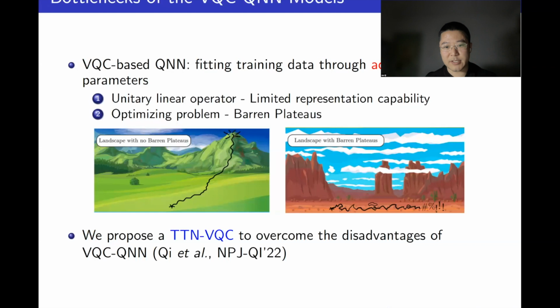So how do we overcome such disadvantages of frequency-based quantum neural networks? We propose a new architecture. We call it the tensor train frequency, or TTN frequency. This work has been shown in our NPG paper, which maybe was accepted yesterday. In this work, we want to overcome these two major disadvantages of variational quantum circuits. The first one is how to boost the representation power of the frequency. And second, how to avoid the barren plateau problem during the training process.